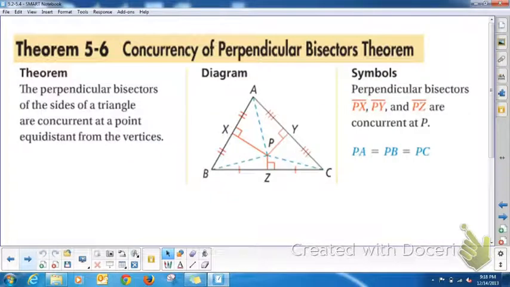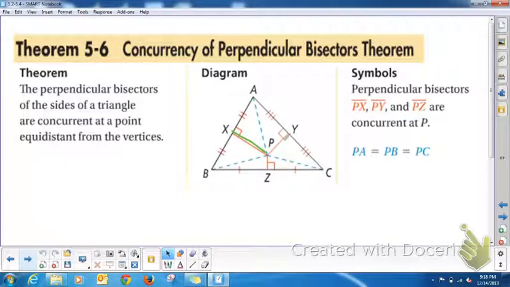So this is Theorem 5.6, the concurrency of perpendicular bisectors theorem. This is the important mathematical part that we're going to discuss. The perpendicular bisectors of the sides of a triangle are concurrent at a point equidistant from the vertices.